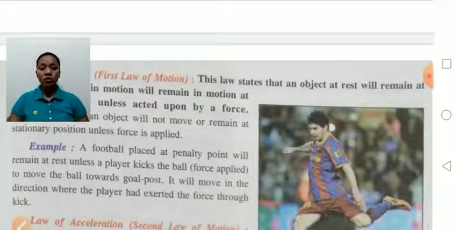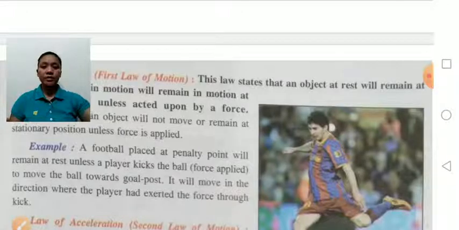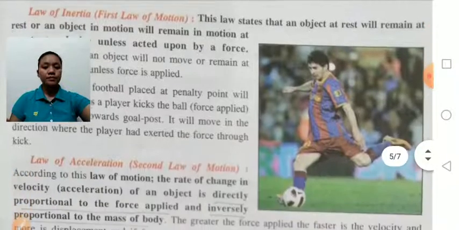This is known as the law of inertia. Means an object at rest will remain at rest, or an object in motion will remain in motion, unless an external force is applied on the object.